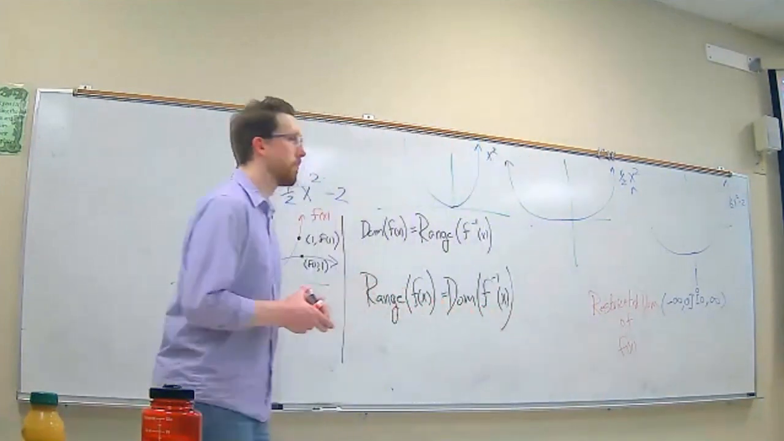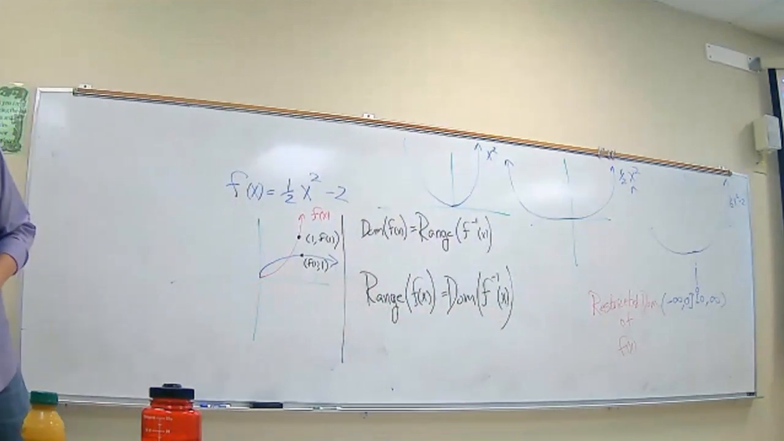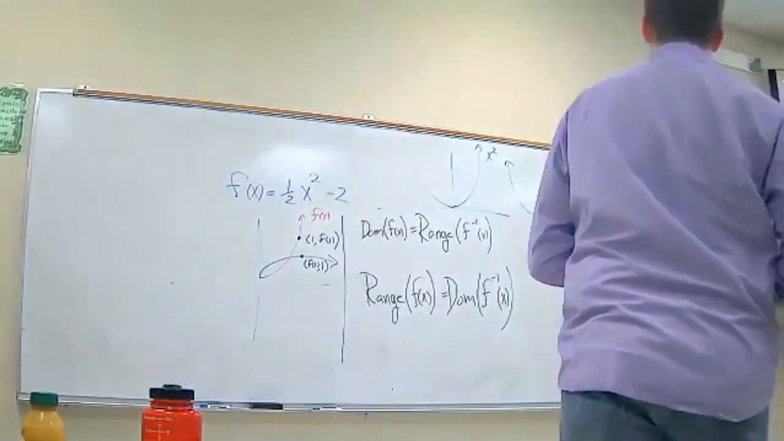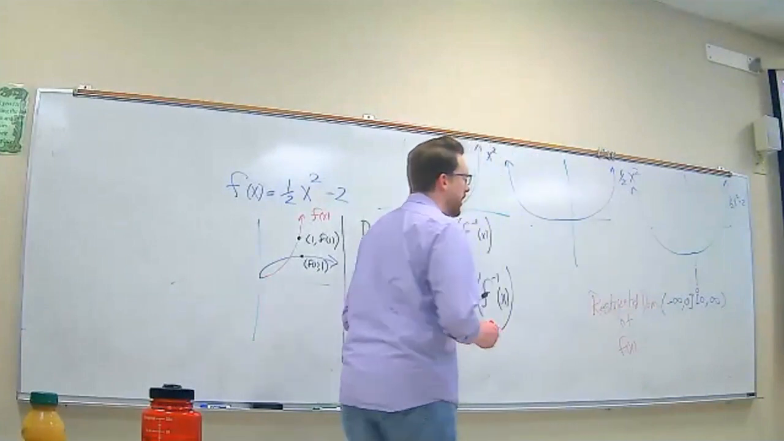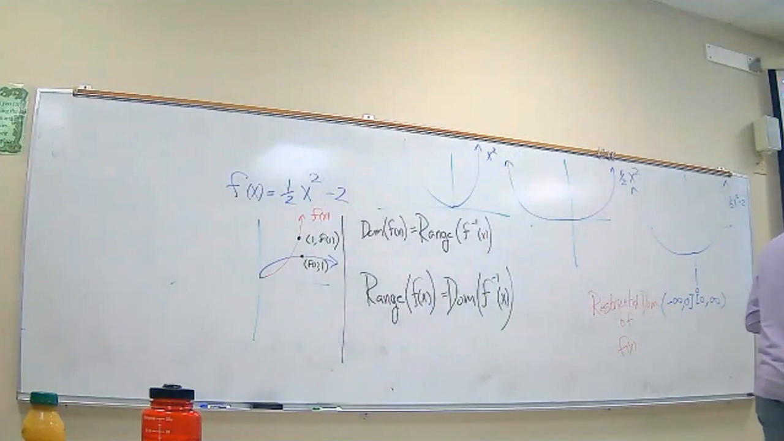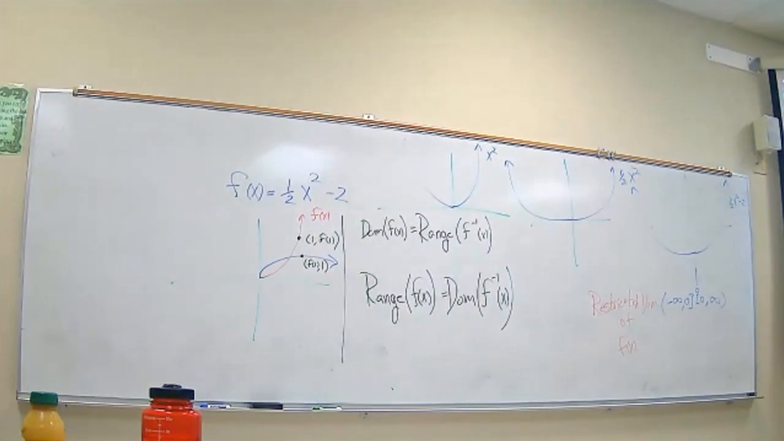Okay. So how would I turn our main function into an inverse function? The 1/2 x squared minus 2, turning it into the inverse function, algebra. How would we do that?